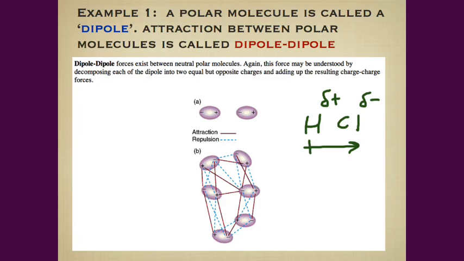This is sometimes shown with an arrow indicating the direction that the electrons move, and a little plus sign down here to indicate the region where there's a positive charge. So a molecule like hydrogen chloride is called a dipole because there are two poles, positive and negative. If we place these molecules next to each other, they will be attracted by an intermolecular force, and in this case it's called a dipole-dipole interaction.